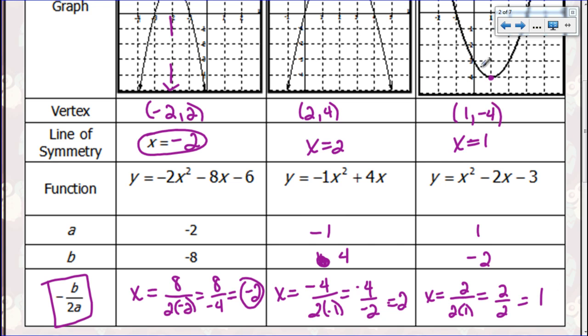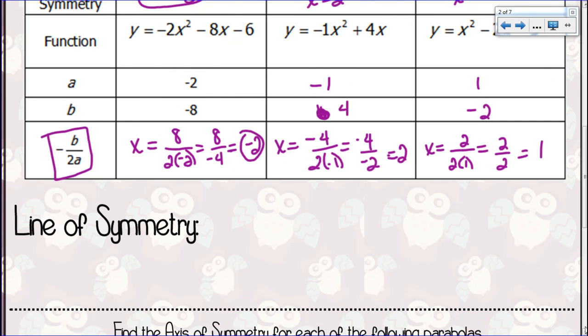So I found my vertex. It's right here at 1, negative 4, which makes the line of symmetry at x equals 1, because they're the same thing. And then when I did it algebraically, I plugged in my opposite of b over 2a, and I got that x still equaled 1. So they're the same thing. So let's do a couple more others.